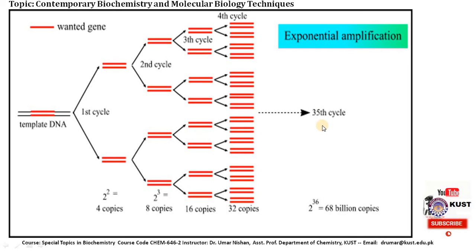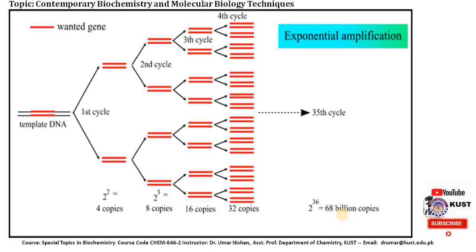So as a result of 35 or 36 cycles, we see that 68 billion copies of the DNA are produced. One can see a huge number of DNA copies that are produced as a result of this process of polymerase chain reaction, or PCR. So the amplification is enormous in quantity.